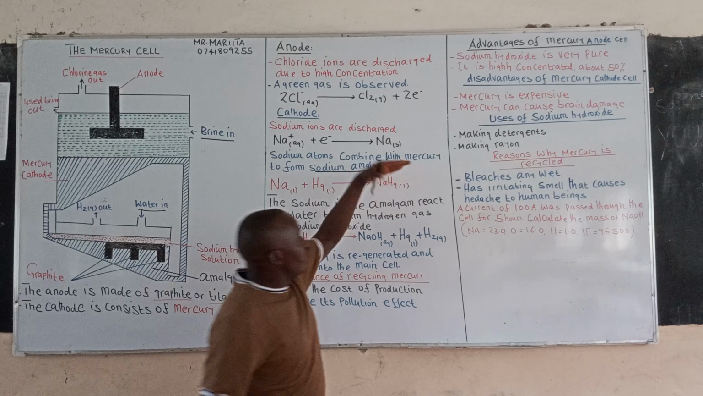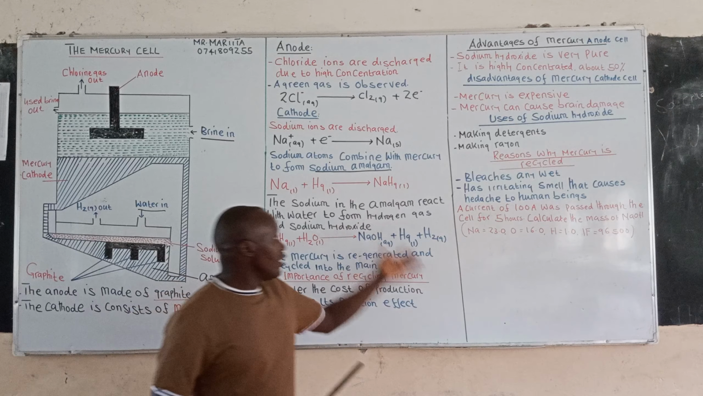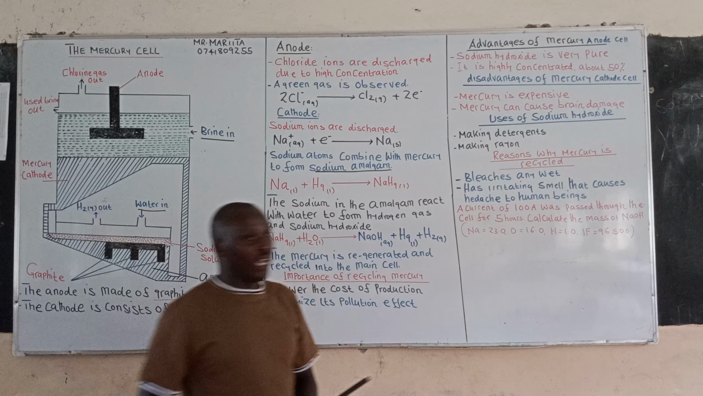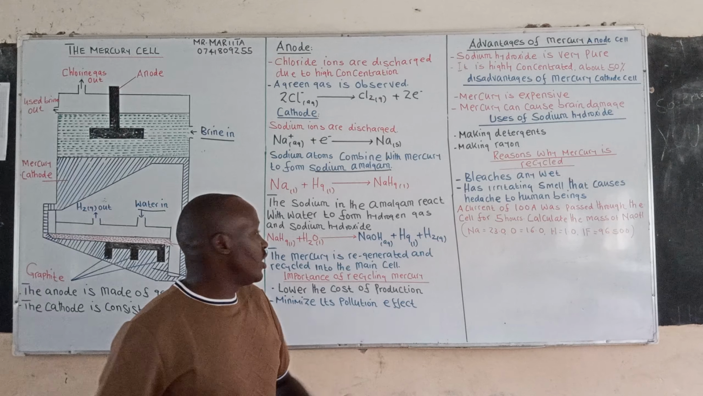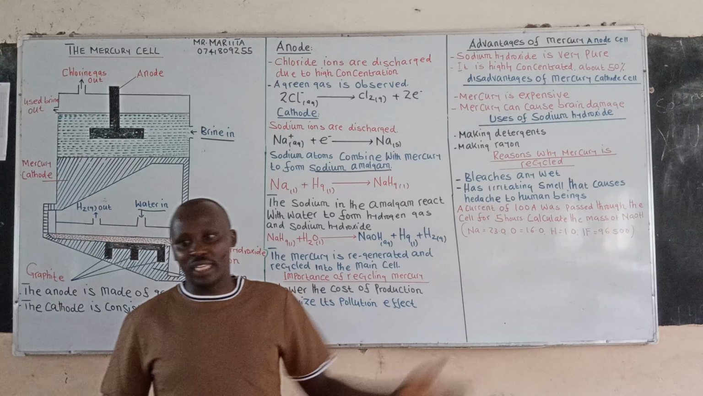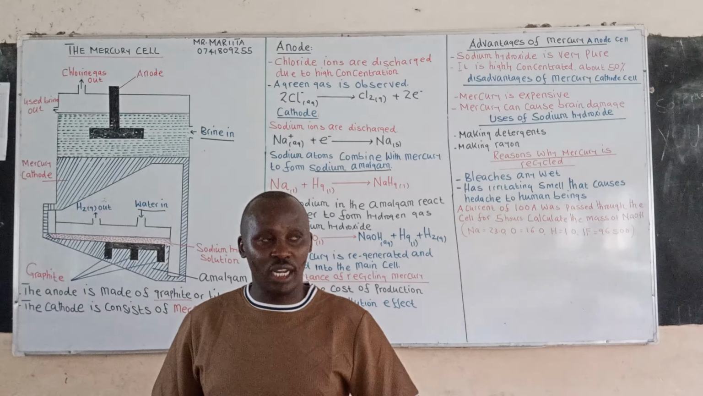And now we have reasons why mercury is recycled. Why do we recycle mercury? Now here, mercury is recycled because it bleaches wax, and it has an irritating smell that causes headaches in human beings. So, and very many others. We also have this reason why it is recycled.